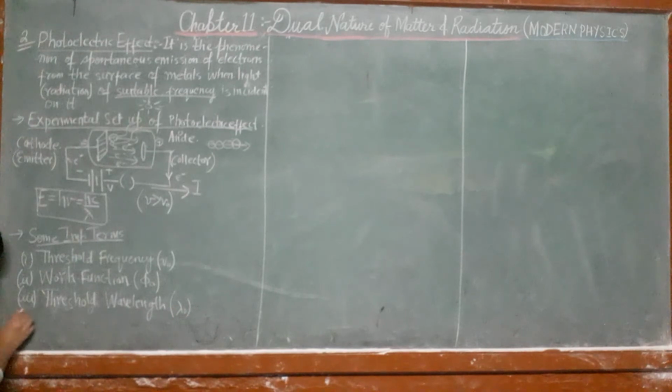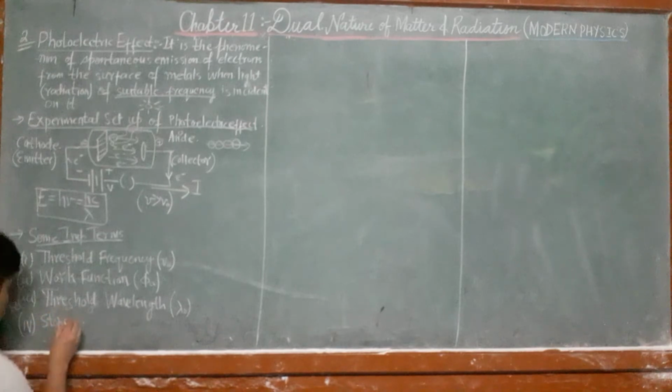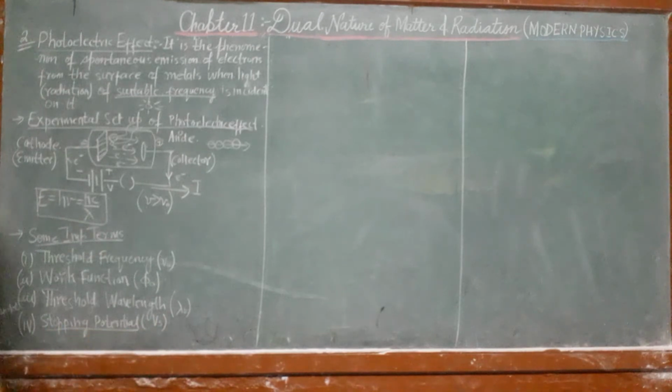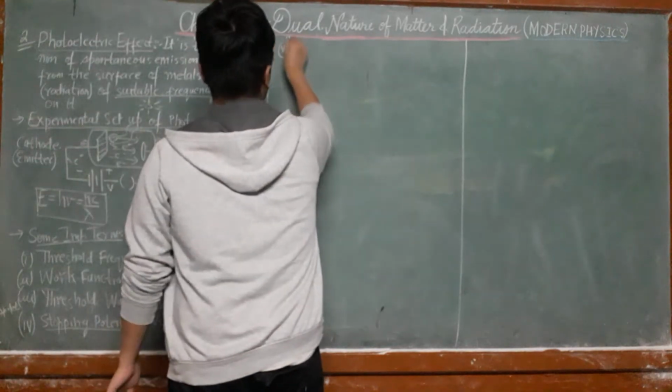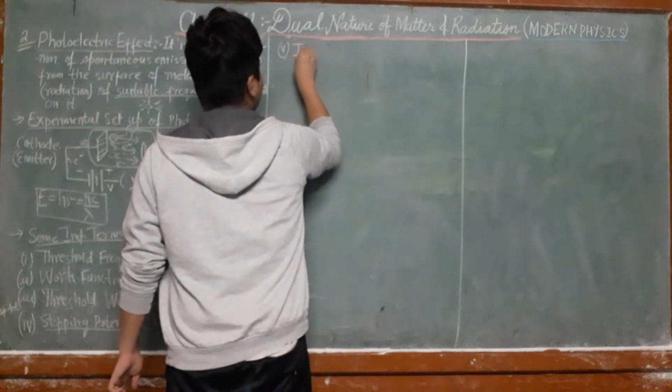And the fourth one, which is quite important, is your stopping potential, represented by V naught or sometimes Vs. So let me add just one term here. Fourth, intensity of light.